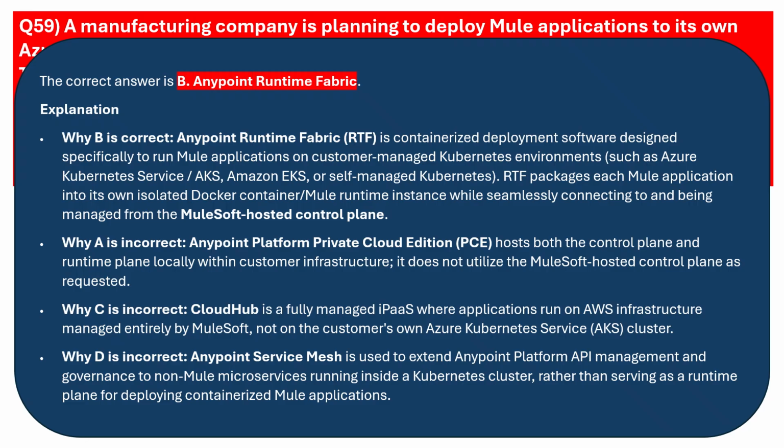Why A is incorrect. Anypoint Platform Private Cloud Edition, PCE, hosts both the control plane and runtime plane locally within customer infrastructure. It does not utilize the MuleSoft hosted control plane as requested. Why C is incorrect. CloudHub is a fully managed iPaaS where applications run on AWS infrastructure managed entirely by MuleSoft, not on the customer's own Azure Kubernetes Service, AKS, cluster. Why D is incorrect. Anypoint Service Mesh is used to extend Anypoint Platform API management and governance to non-Mule microservices running inside a Kubernetes cluster, rather than serving as a runtime plane for deploying containerized Mule applications.